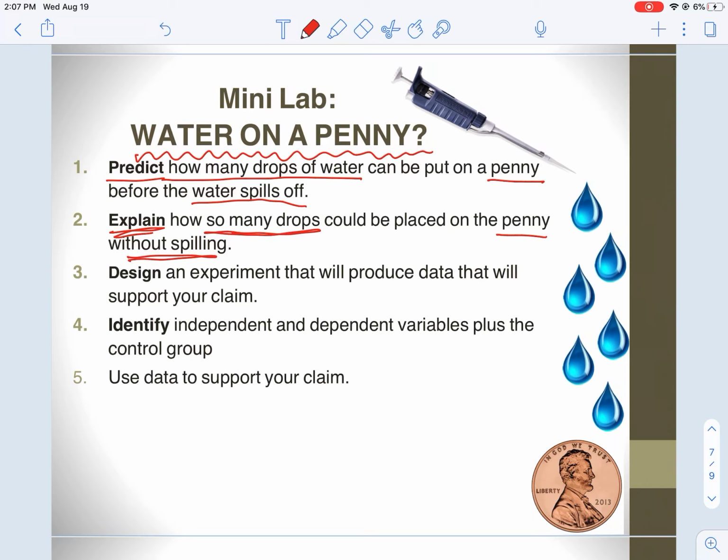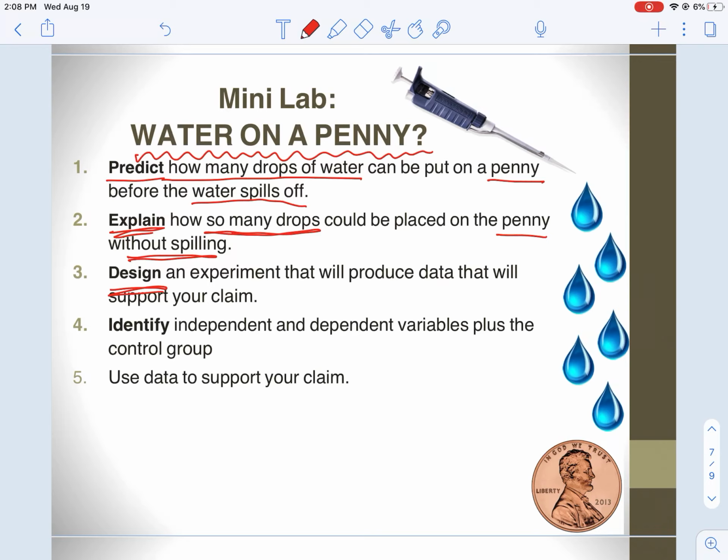All right, and then we're going to design our experiment. It doesn't have to be 10 steps long, okay? We're just dropping water on a penny, but this is getting you some good practice. So you'll have step 1, step 2, step 3. Okay, one step could be record your information, because you do need to be recording your information.